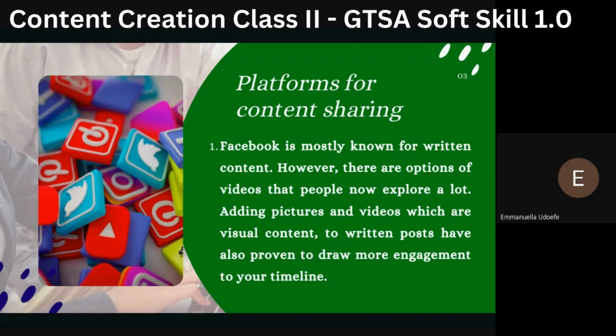Facebook, like I mentioned on Tuesday, is basically a written text platform. However, videos, pictures, either long videos or short videos now thrive on Facebook. And then I also discovered, or research has shown that written content, even though it's the basic format on Facebook, when it has a visual in addition to it, it reaches more people. It drives more engagement than strictly written content.